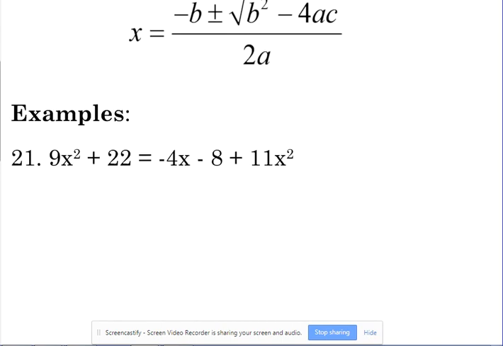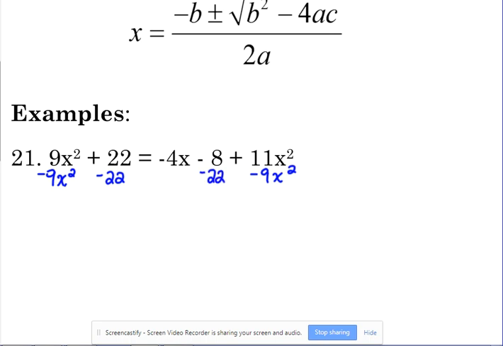So let's look at number 21 from there on your worksheet. We've got 9x squared plus 22 equals negative 4x minus 8 plus 11x squared. Since moving it to the right side only requires me to move 2 terms, I'm going to do that in this case. I'm going to move everything to the right side. I'm going to subtract the 9x squared from both sides, and I'm going to subtract the 22.